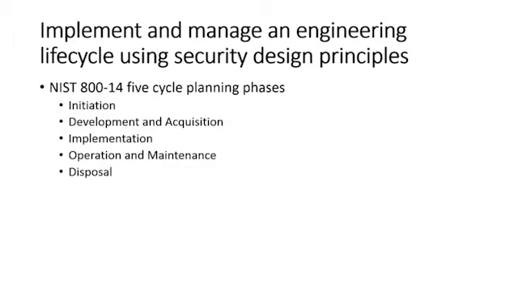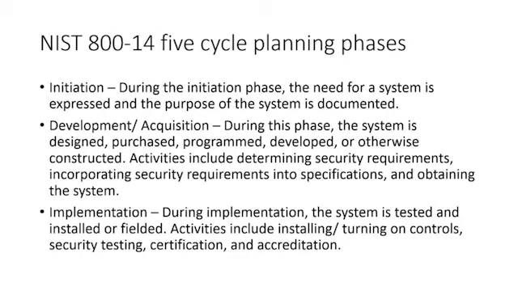Now, if you look at NIST, our international standards folks out there, they have a five-phase planning cycle: initiation, development and acquisition, implementation, operation and maintenance, and then disposal. So let's take a look at these. Initiation. During this phase, the need for a system is expressed. So the concept, we need something, and the purpose of the system is going to be documented. Not just somebody coming up and saying, hey, I think we need this, okay, let's run with it. It needs to be a documented process, a formal request, if you will, of what needs to be done. What type of system do we need?